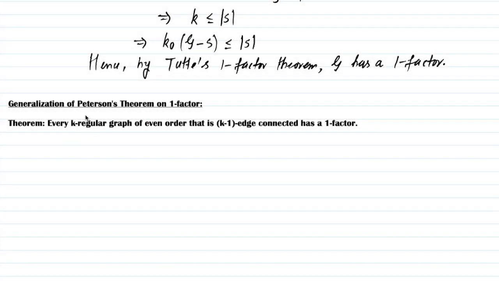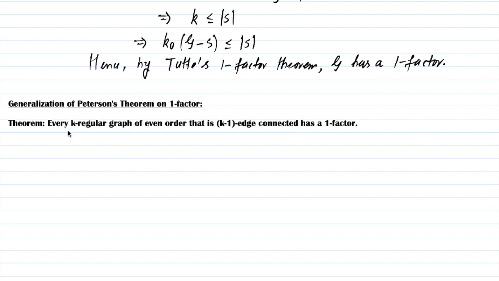Now let's take up another theorem, which is actually a generalization of Petersen's one-factor theorem. The Petersen theorem stated that every cubic graph without cut edges has a one factor. But now the theorem states that every k-regular graph of even order that is k minus 1 edge connected again has a one factor.